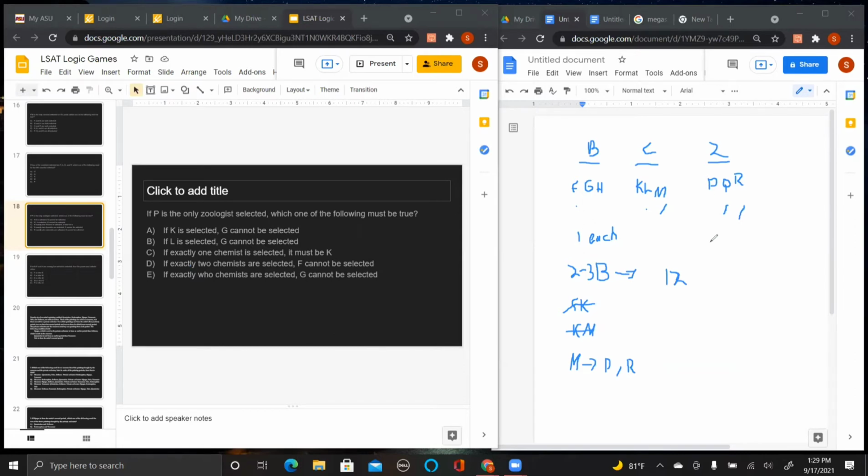So where do we go from there? Let's see what our options are. If K is selected, G cannot be selected. No, I don't see any reason why not. So again, if it seems kind of plausible, you just leave it. If L is selected, G cannot be selected. I don't see any reason why that would be the case, so I'm going to leave it alone. If exactly one chemist is selected, it must be K. No, it could be L if we wanted to. So we could just do L, F, G, and H. There's nothing that stops us.